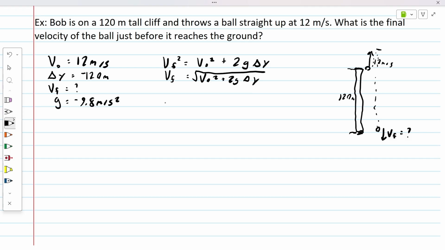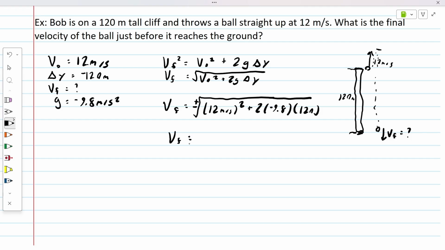So vf is equal to the square root of v naught, which is going in the positive direction, so it's 12 meters per second squared, plus 2 times negative 9.8, times the change in y, which is 120. And this will also have a plus or minus on it, so the v final will be equal to 50 meters per second, right? And now we have to decide, is this negative or positive?